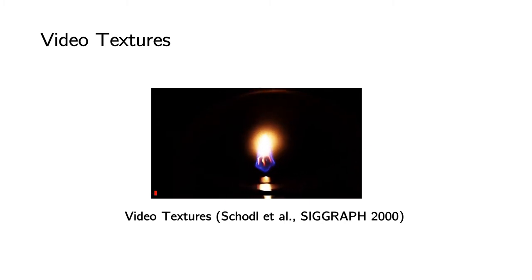A video texture is an infinitely long, varying stream of images synthesized by stitching together snippets of an input video. The 3-second video clip of a candle flame shown earlier is converted into a 10-second clip by finding alternative plausible transitions in the source video to produce different yet dynamically consistent output videos. The red bar at the bottom indicates the part of the source video that's being played.